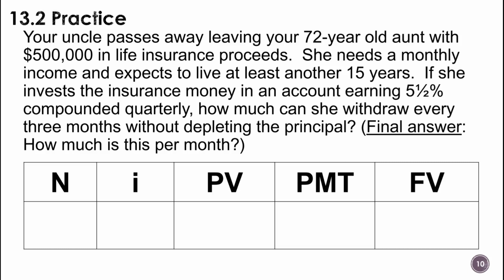So we're going to finish section 13.2 on this video. Your uncle passes away, leaving your 72-year-old aunt with $500,000 in life insurance proceeds. She needs a monthly income and expects to live at least another 15 years. If she invests the insurance money in an account earning 5.5% compounded quarterly, how much can she withdraw every 3 months without depleting the principal?